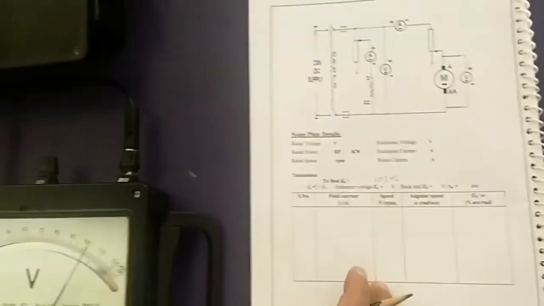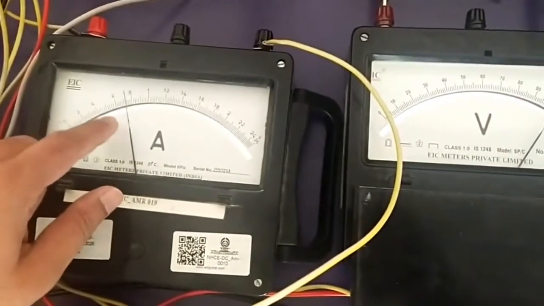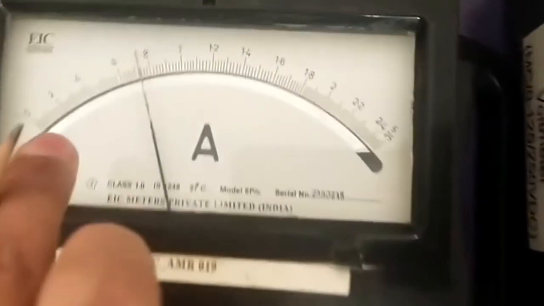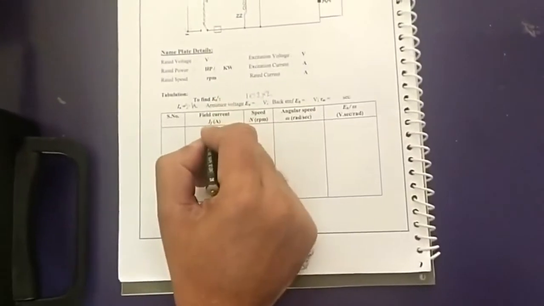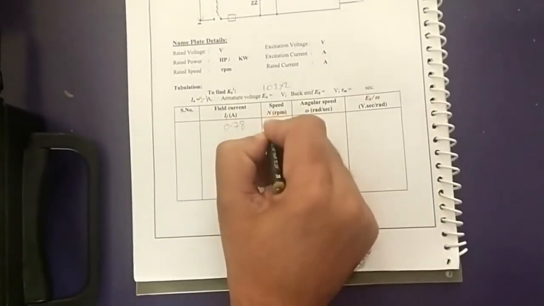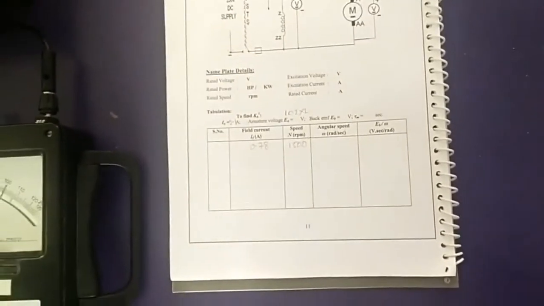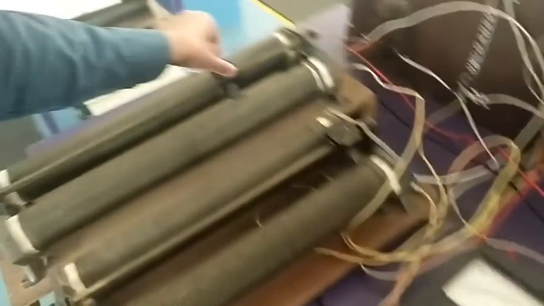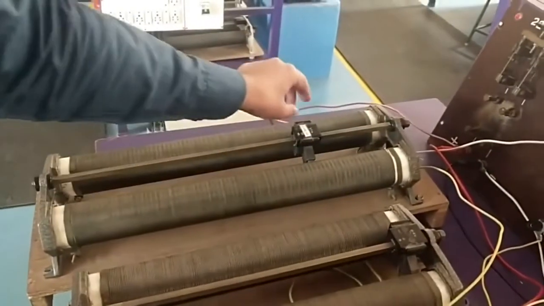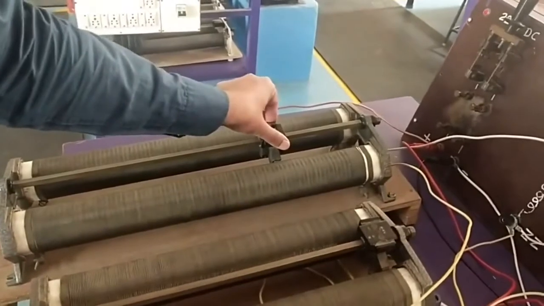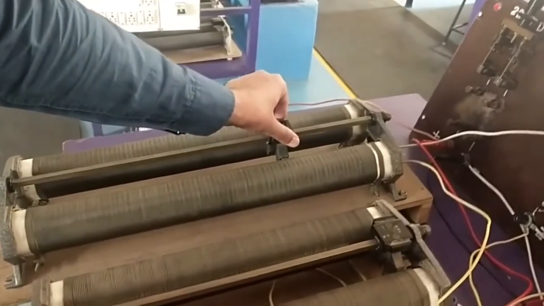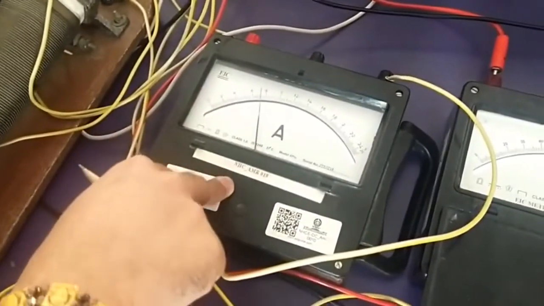Right. And the supply voltage we apply is almost 220. And what about the field current now? Now the field current is approximately 0.78. So we are starting with 0.78. And now the speed is 1500 RPM. Now we are varying the field rheostat with respect to the speed. You need to cross check. See, now current is 0.78. Now we are bringing it down to 0.7.